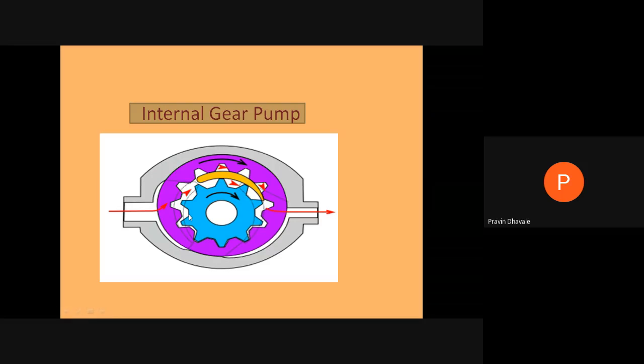So the gear pump provides a fixed amount of fluid flow at every rotation of the drive shaft. So it comes under the positive displacement pump. There is another type, the gear rotor pump.